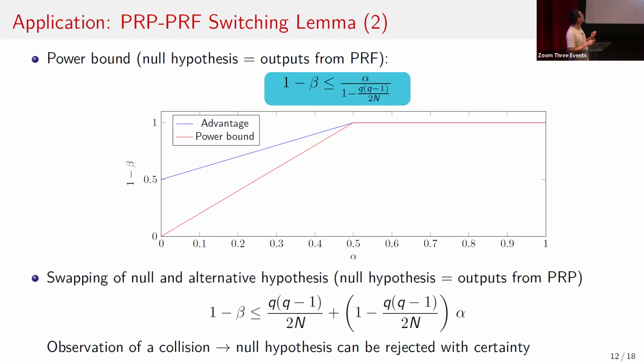So if we compare this case with the traditional statistical distance advantage bounds, then we can see that when this alpha rate is small, which is the case for most applications, there's actually a big difference in the success probability.